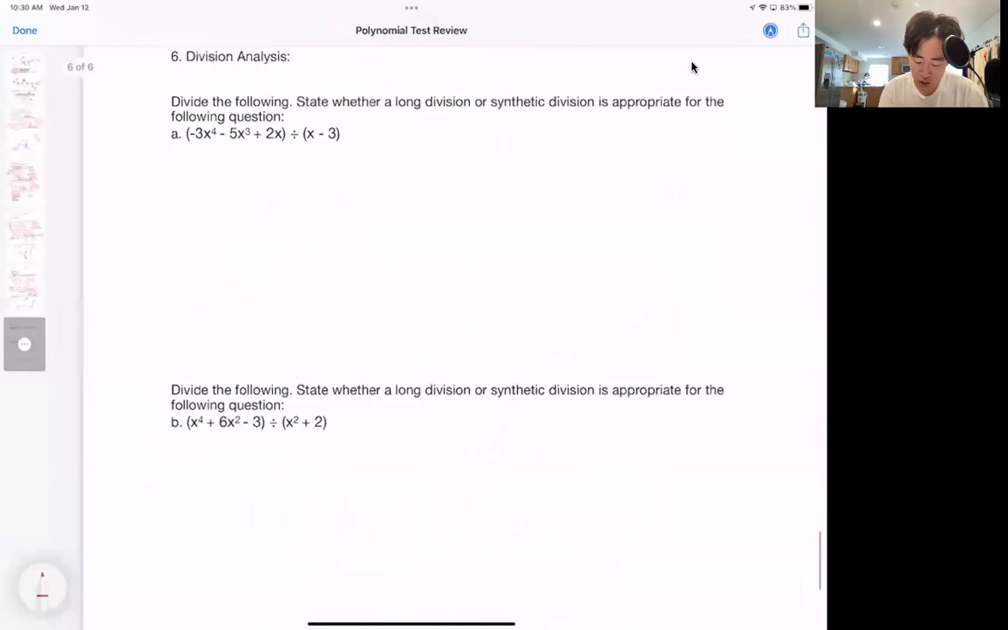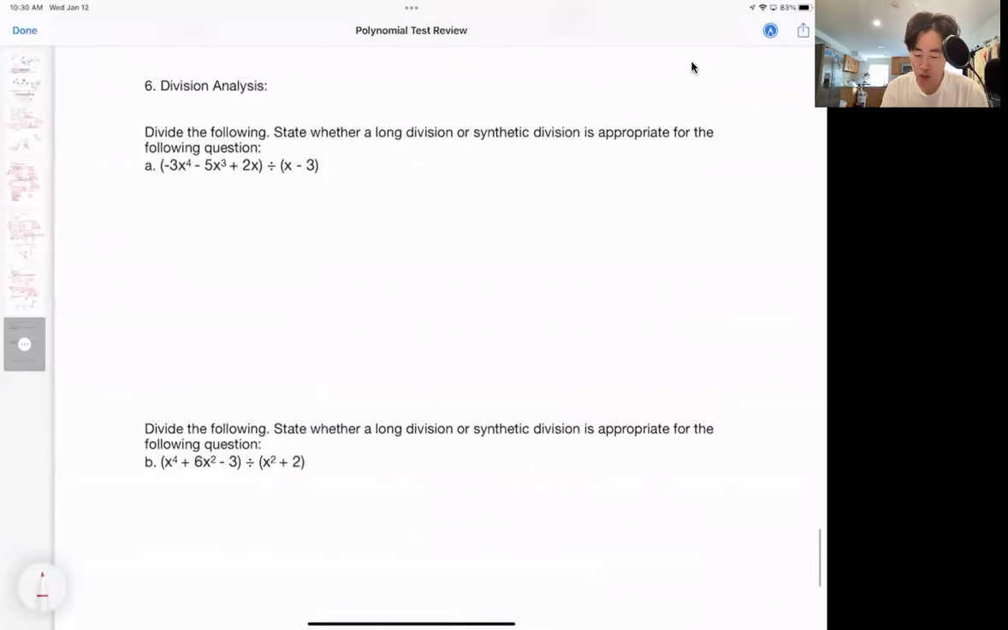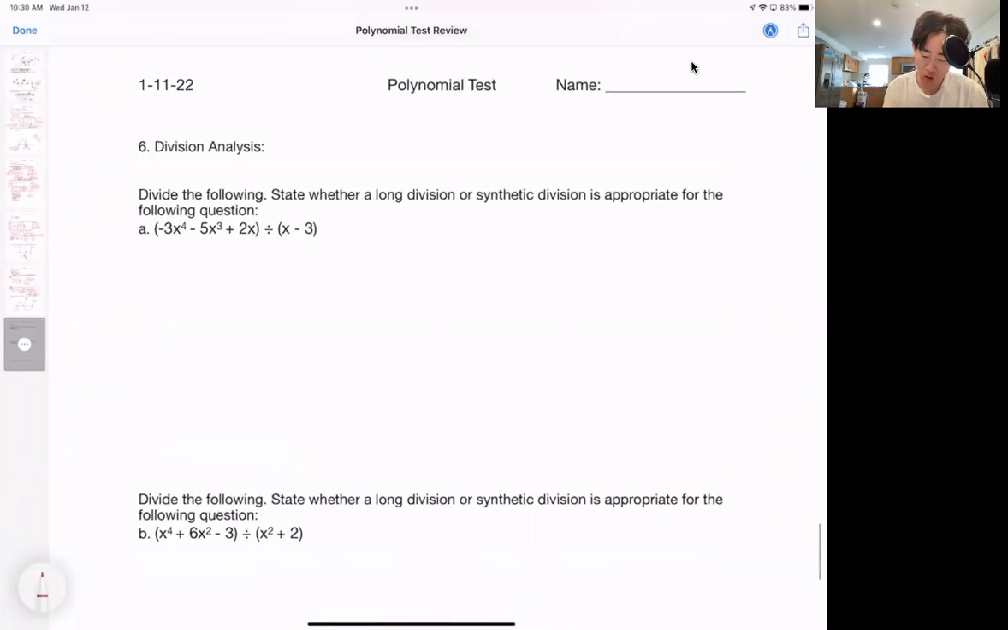Last question, divisional analysis. We are going to see which one is better. Which one would be better to use for this, synthetic or long? The answer is synthetic. Why? Because look at your divisor. It's very easy. Negative 3, negative 5, 2. Uh-oh. Do we stop there?